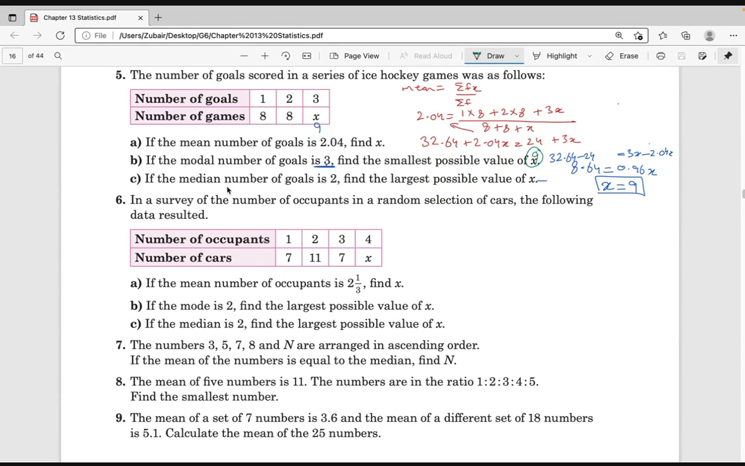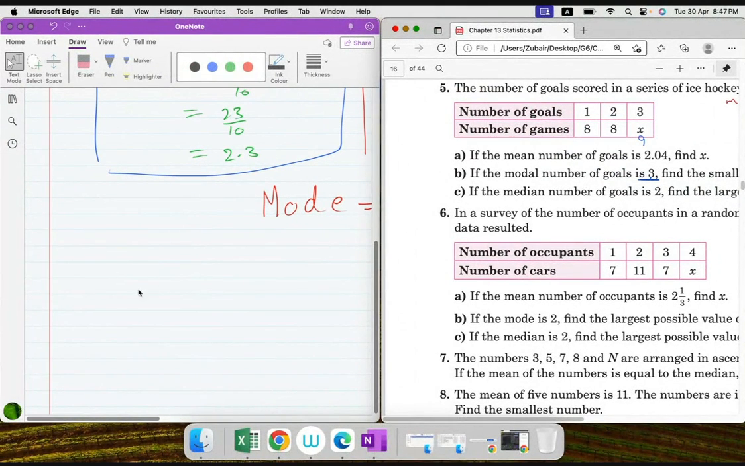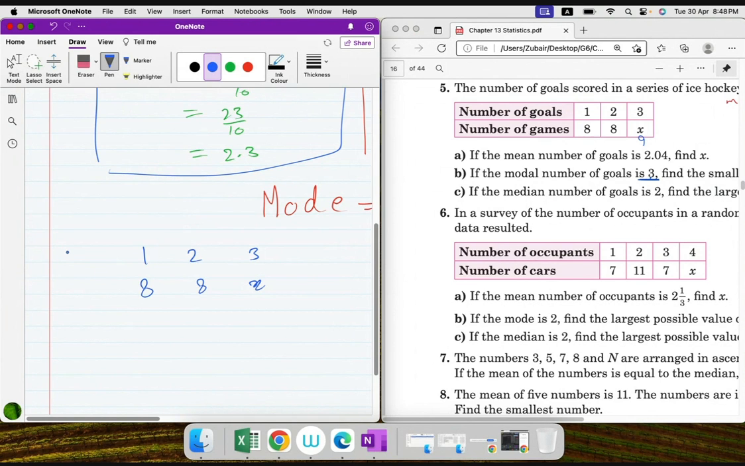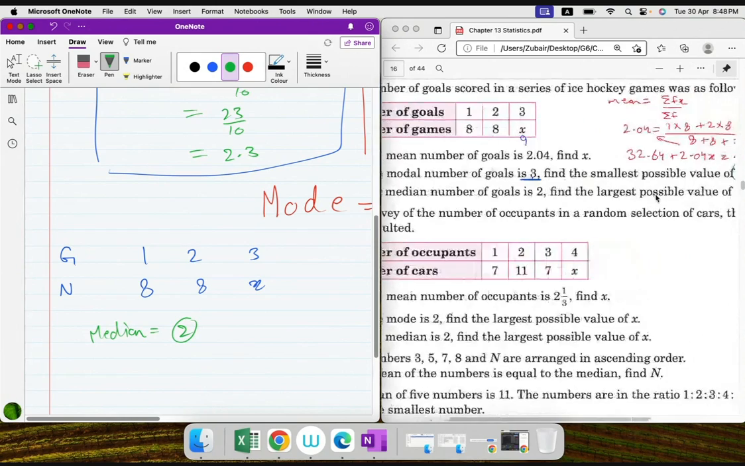The last part says if the median number of goals is 2, find the largest possible value of x. I'm coming on this side, I need some writing space. This was 1, 2, and 3, and this is 8, 8, and x. These were goals, and these were number of games. The question says if the median is equal to 2, find the largest possible value of x.